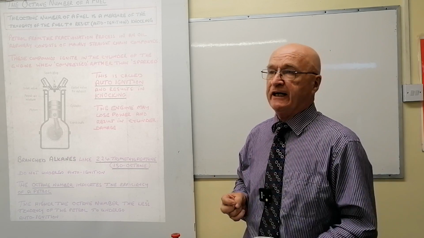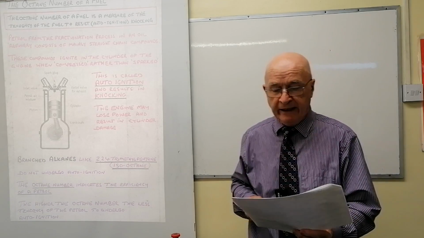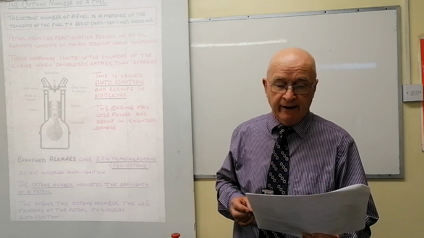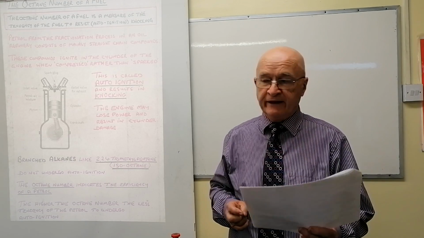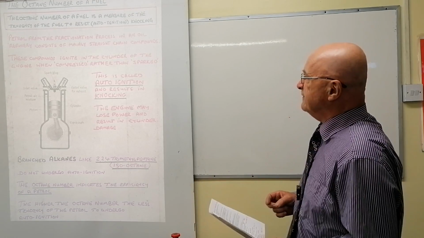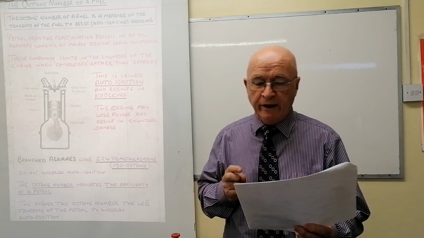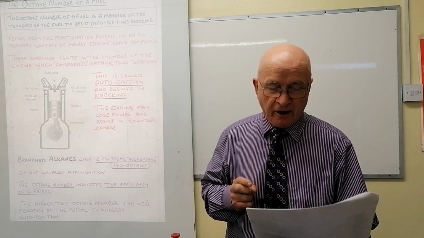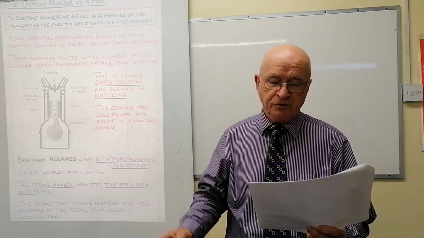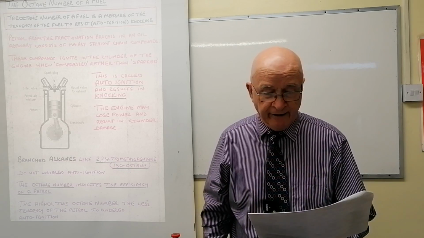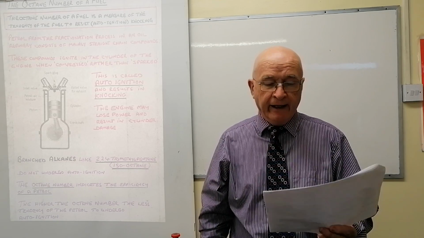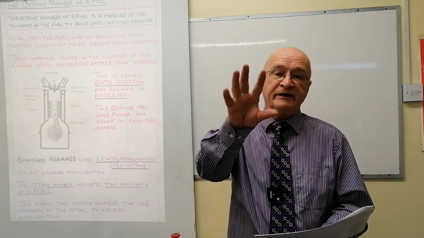The petrol from the fractionation process consists mainly of straight chains. These ignite in the cylinder of the engine, right? And you have this kind of work printed for you there already, but they ignite in the cylinder of the engine when compressed rather than when sparked. And this is known as auto-ignition and results in knocking. The engine will lose power and may result in damage to the cylinder. Let me decode that for you now.